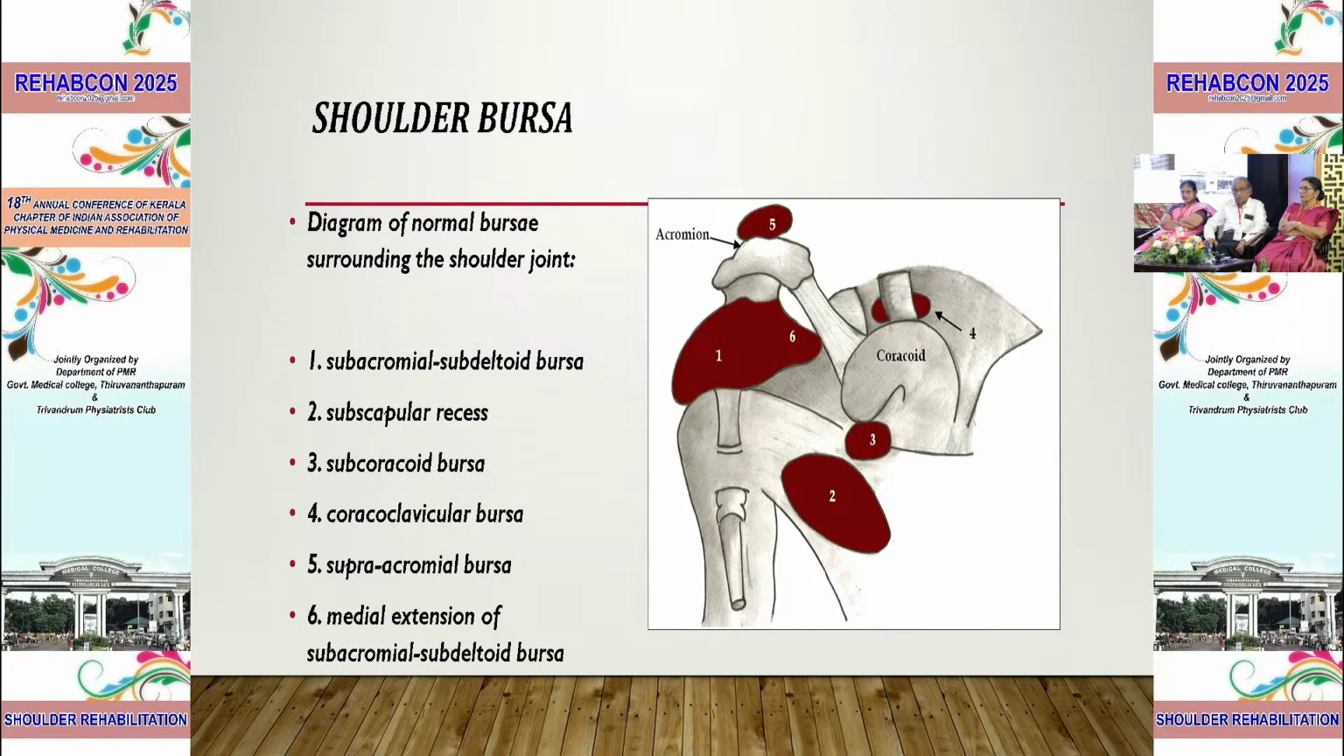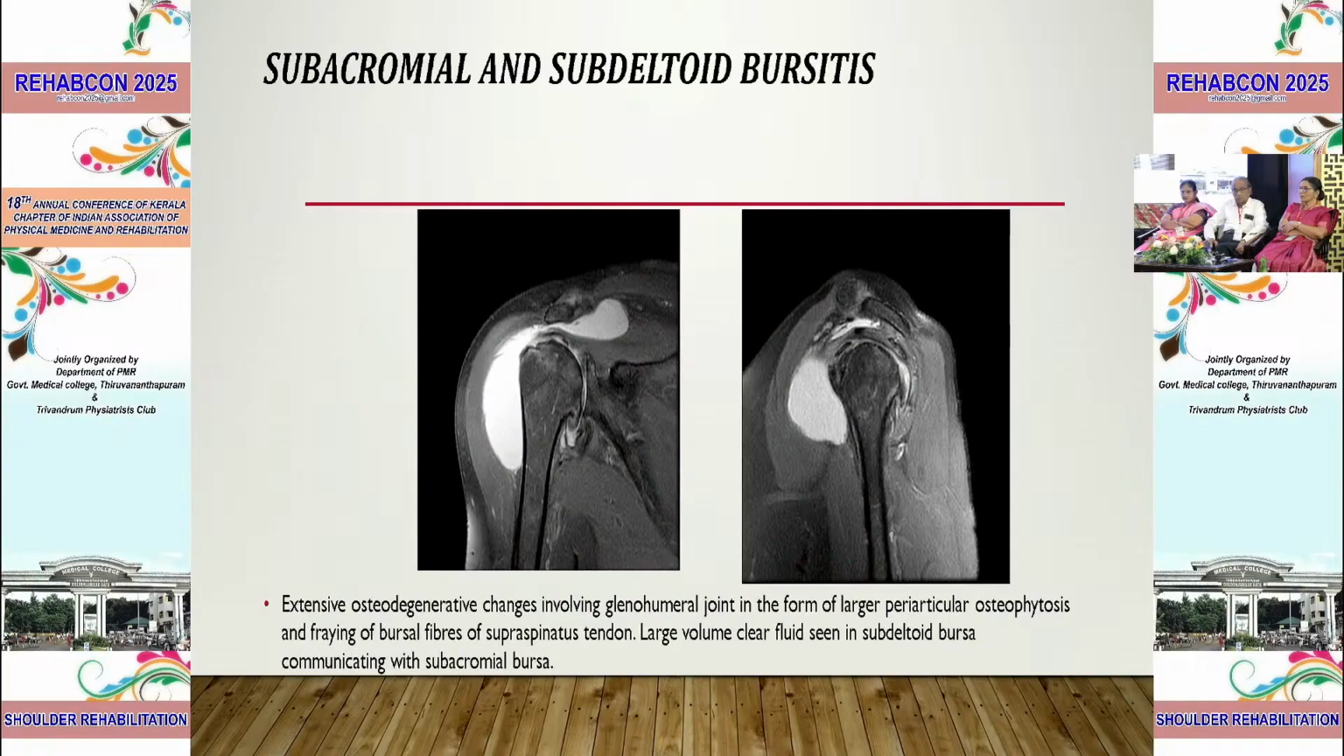Now, bursae, anatomically, there are various bursae. You are seeing the bursae. You know, the most important bursae will be subacromial, subcoracoid. And can I take 2 more minutes with the permission of the chair?